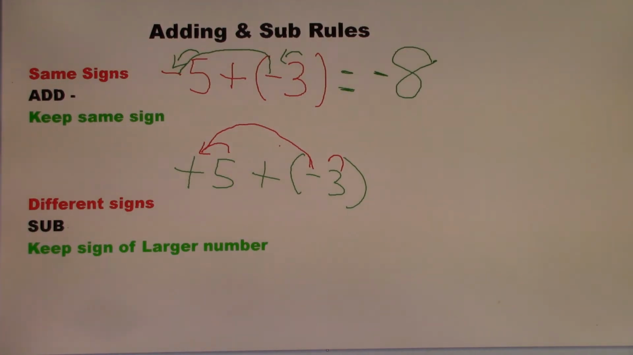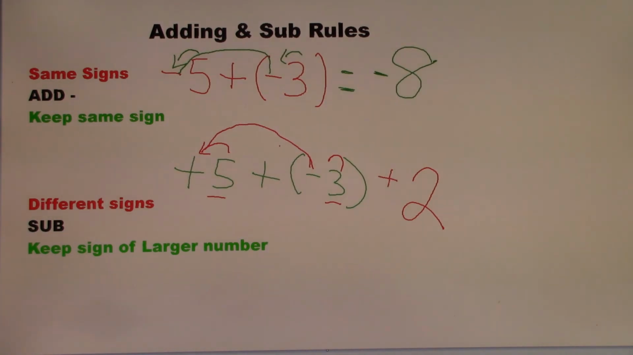So since these two signs are different, what does our rule say? Different signs you subtract. So we subtract 5 and 3. What do we get? Of course, we get 2. And then it says keep the sign of the larger number. So what is larger out of the 3 and the 5? The 5 obviously is, and it has a positive sign to the left of it, so that means your final answer should be positive 2.